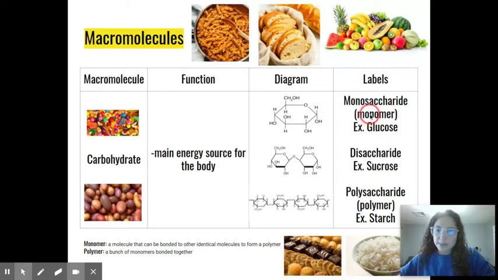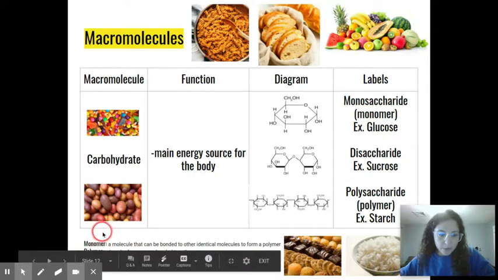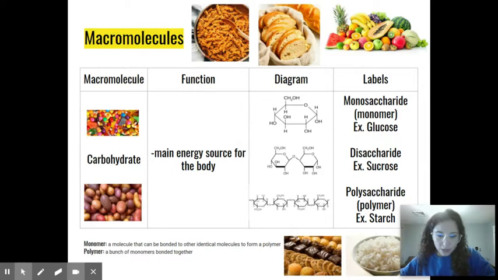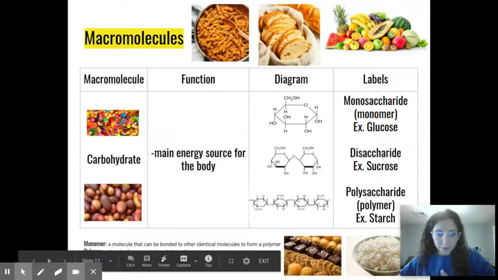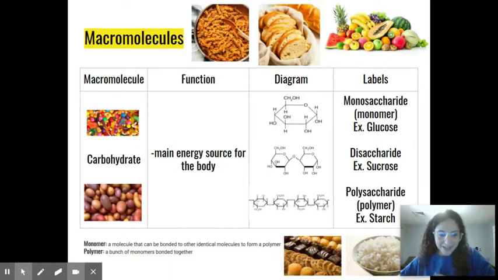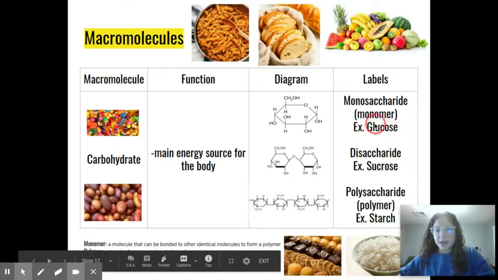You'll also notice I'm calling it a monomer. Again, mono means 1. Down here it tells you a monomer is a molecule that can be bonded to other identical molecules to form a polymer. Poly means many, so a polymer would be a bunch of molecules bonded together. There it is. A bunch of monomers that have been bonded together. So glucose is an example of a monomer.